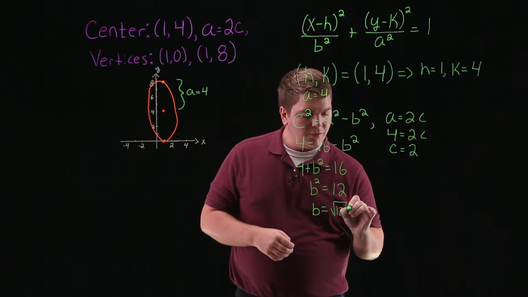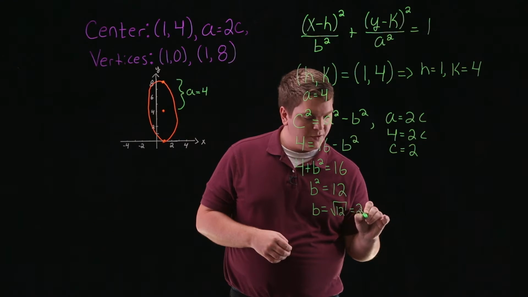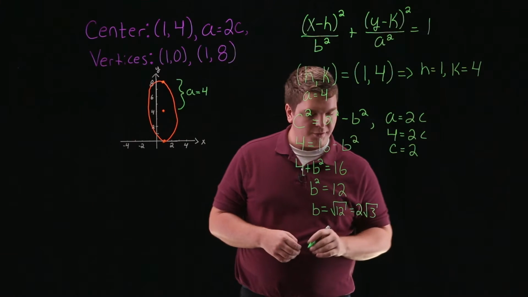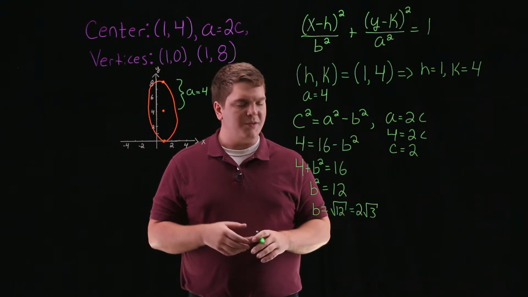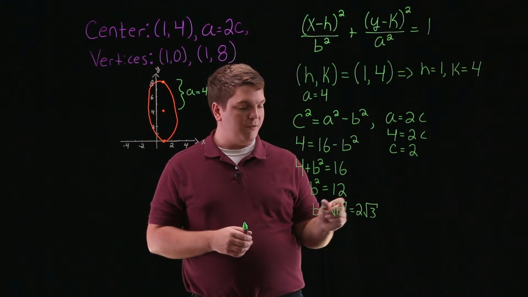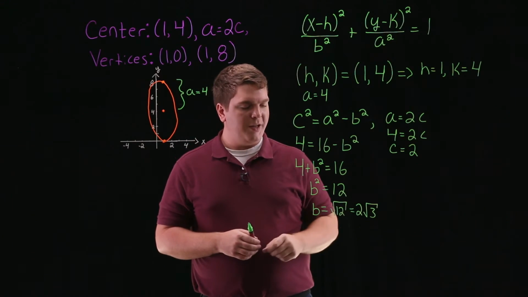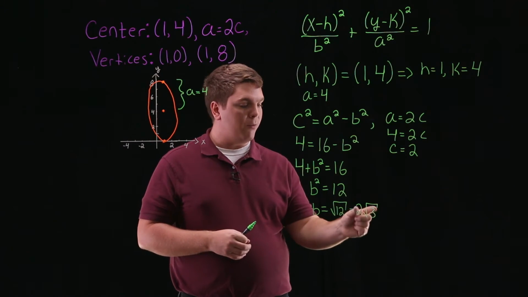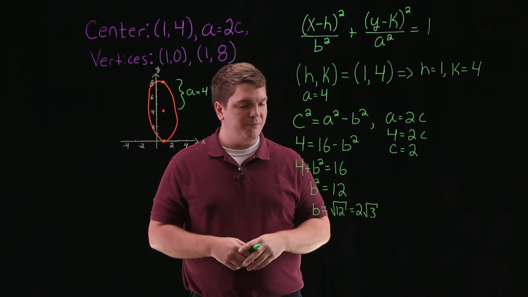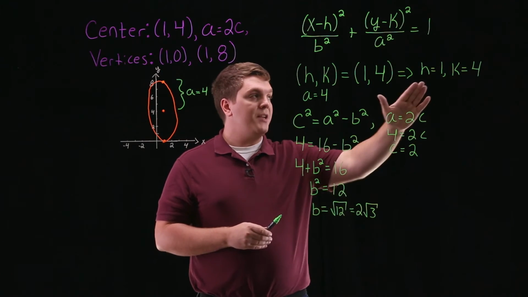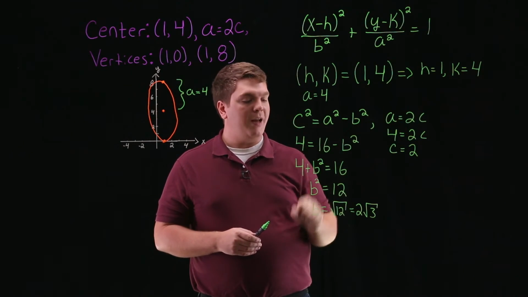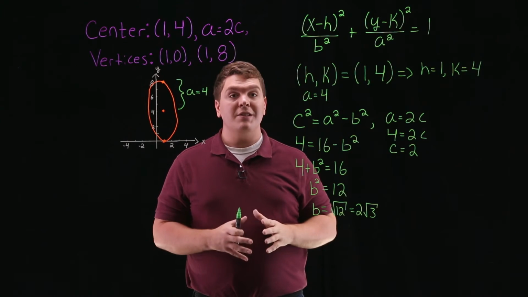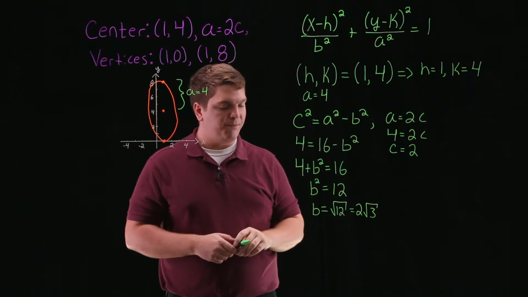The square root of 12 we can rewrite as 2 times the square root of 3. When it comes time to write the standard form of the equation, it'll probably be easiest to use the square root of 12, but if we were asked to graph this, we might want to use 2 times the square root of 3. So at this stage, we know what h is, what k is, what a is, and what b is. Now we just need to substitute this back into our equation.